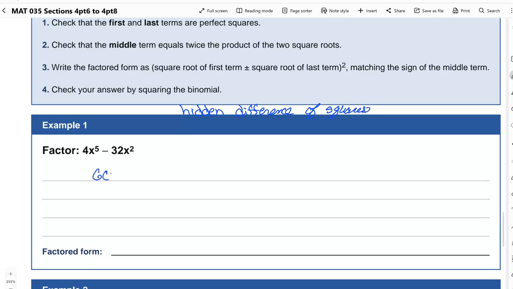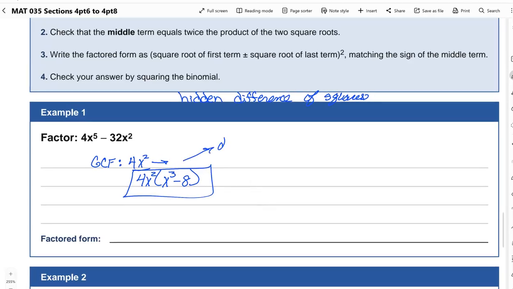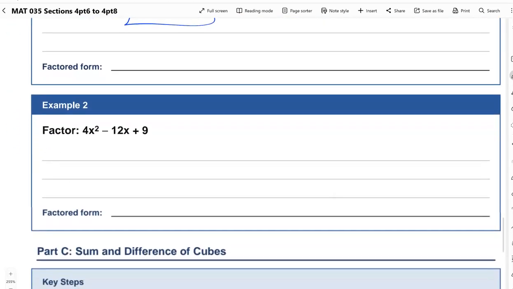Let's factor out the GCF. GCF is 4x squared. So if I factor 4x squared out, that's going to leave me with x cubed minus 8. We actually need to move this to a different section because this is going to be a difference of cubes. So this is a hidden difference of cubes. So we'll come back to this one. I think that is in the wrong section.